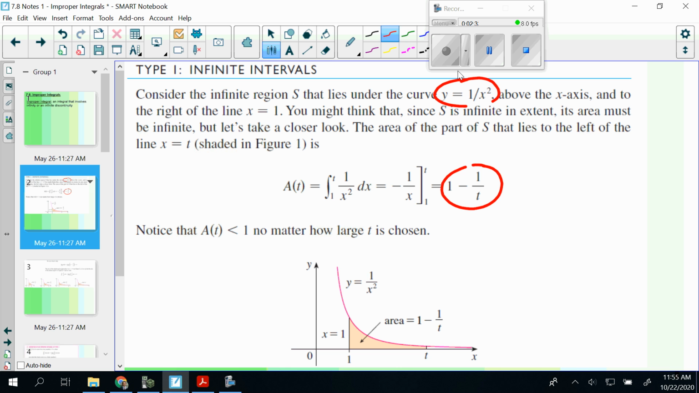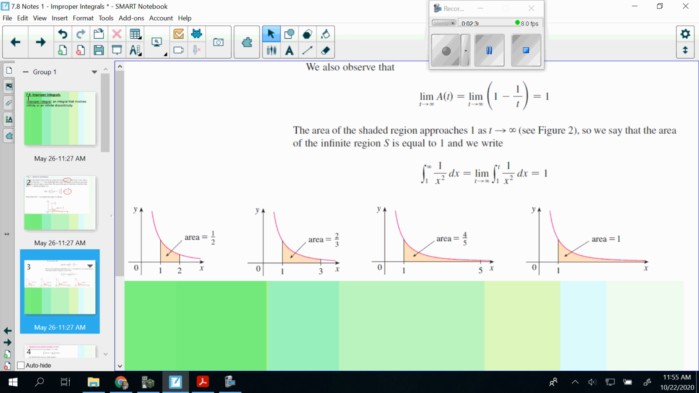Well, what we're going to look at next is what would the area be if we made this infinity? What's the area from 1 to infinity? So what we're going to do in situations where you get one of these improper integrals with infinity is we are going to replace the infinity with a t, and then figure out what's the limit of this integral as t goes to infinity. So if you do the same thing we just did, we know this came out to be 1 minus 1 over t.